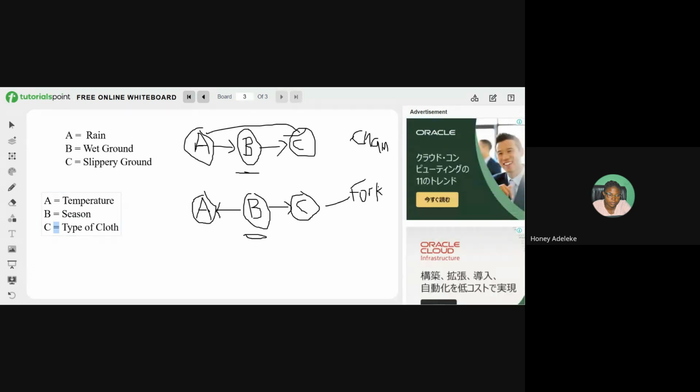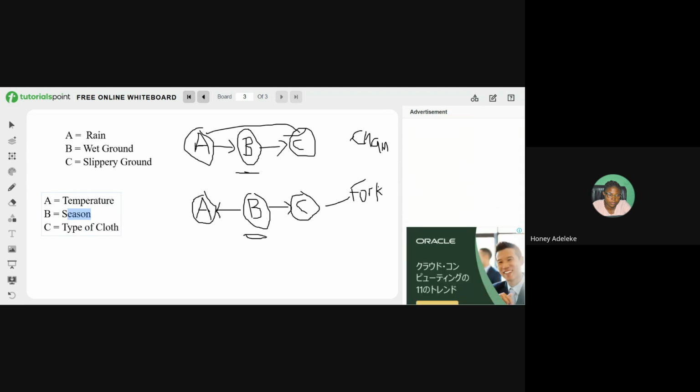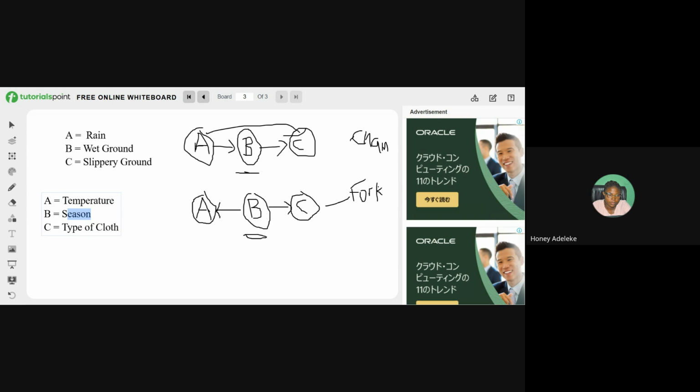We might have to rewatch the video and read further. That's why it's very important for us to have this material. Let me come again. Once your B is known, then your path is blocked. Your A will not give you extra information about your C. But if your B is not known, then your A and your C are going to be dependent on each other. That is for the fourth part.